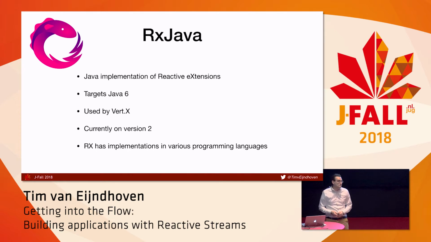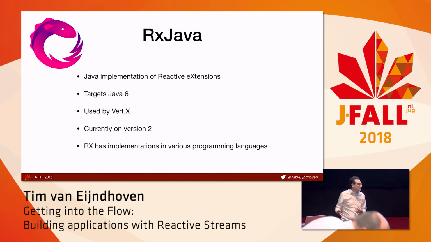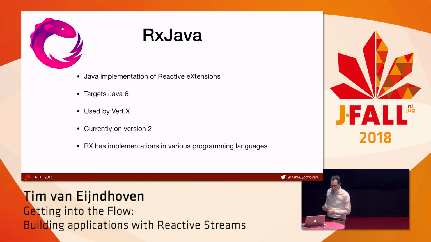It's currently on version 2, and this is an important thing to note because RxJava 1 has been around for quite a few years, and RxJava 2 is now, I think, about 2 or 3 years old. RxJava 2 was the first implementation to fully adhere to the Reactive Streams specification. In RxJava 1, there was already back pressure support for some producers, but not for all, resulting in all sorts of errors when back pressure was applied. And now with RxJava 2, they're really fully supporting Reactive Streams.